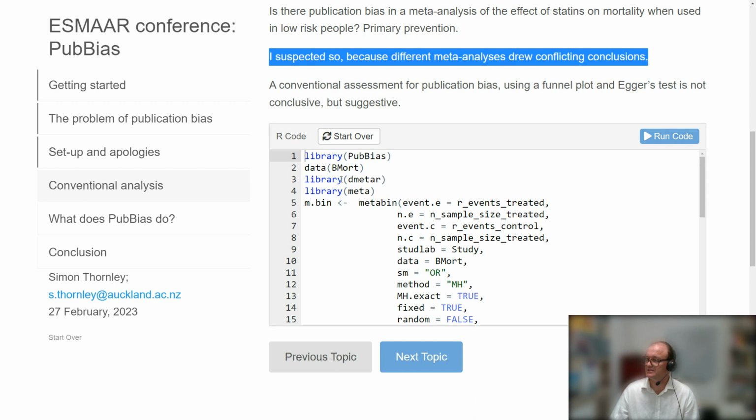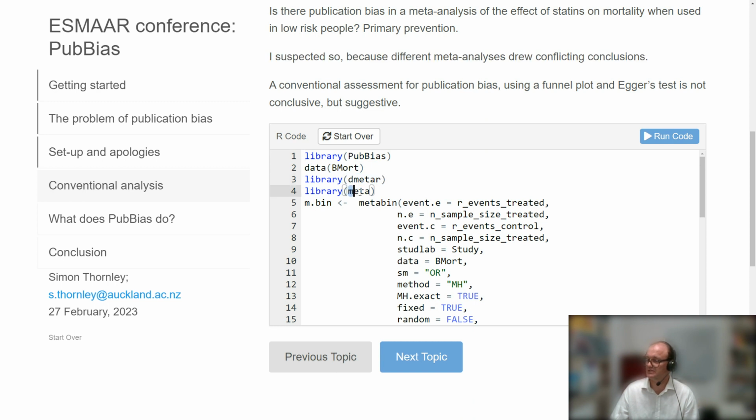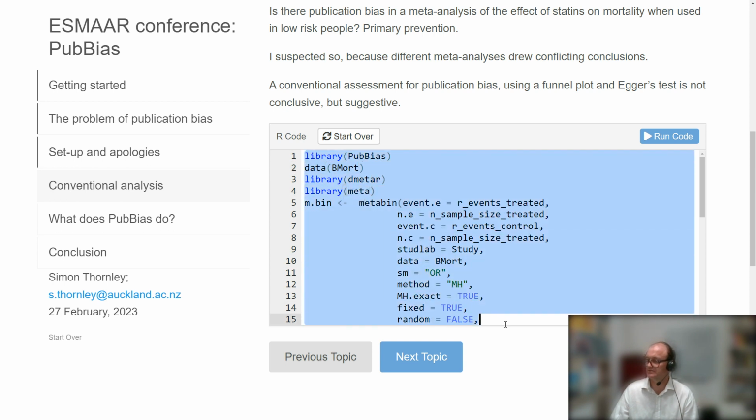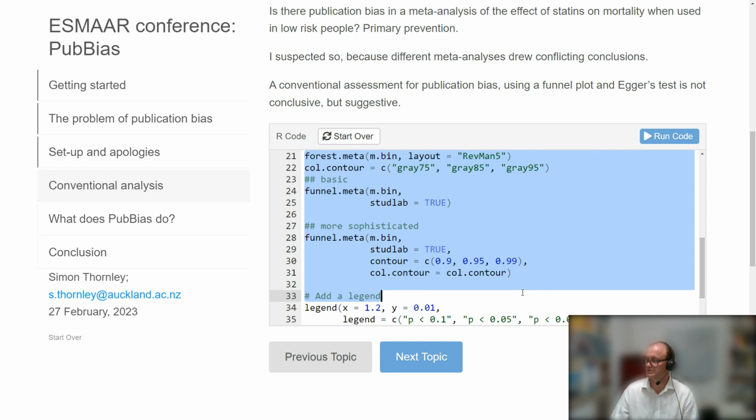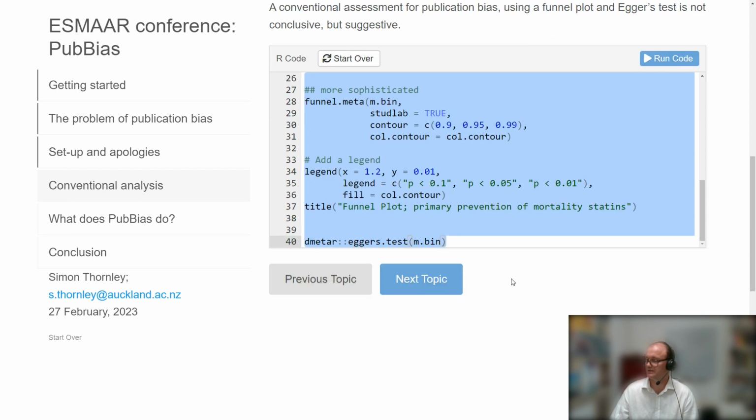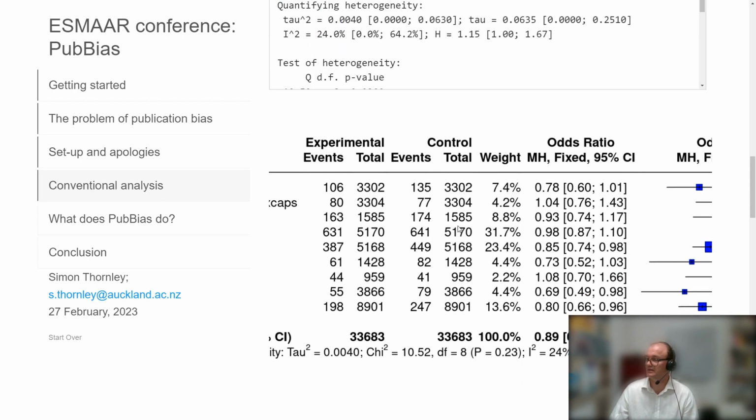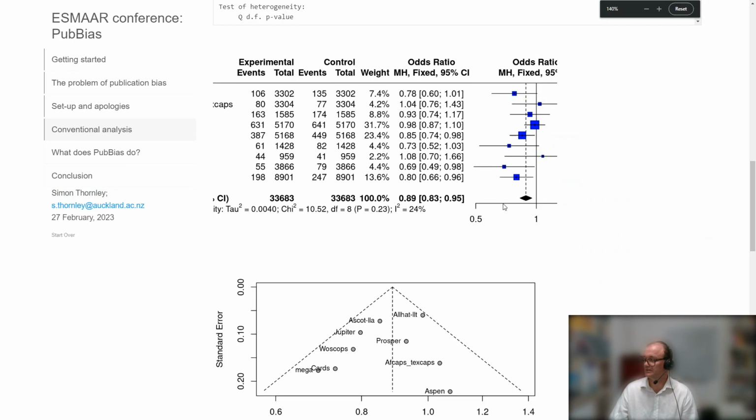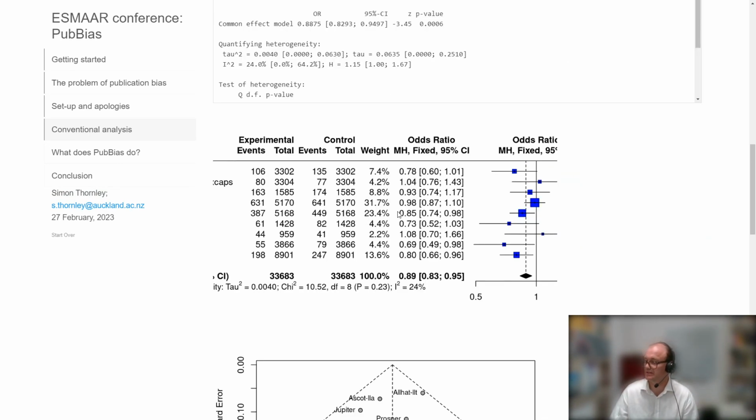So this is using the dmetar package and the meta package and doing a conventional analysis on some statin trials looking at overall mortality. So let's run this code and produce a funnel plot, and finally do an Egger's test. And here we have a slightly truncated output. We have each trial. This is replicating the RevMan output.